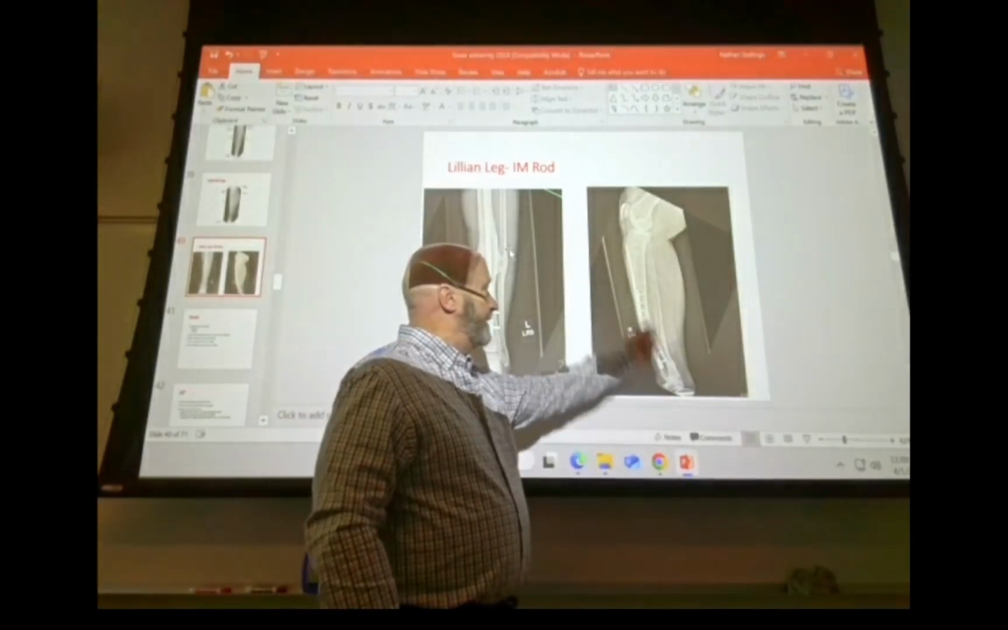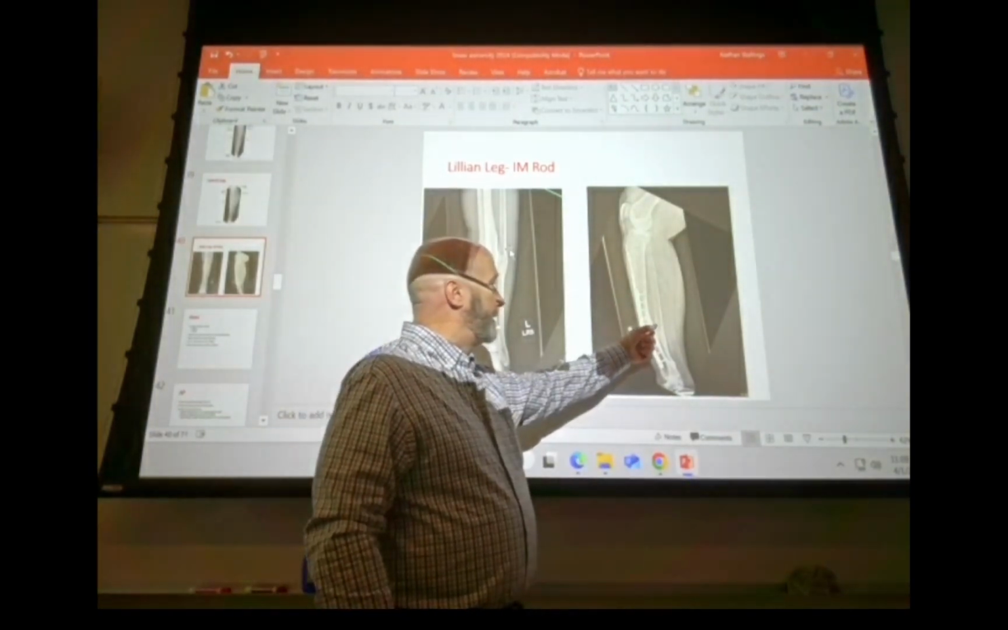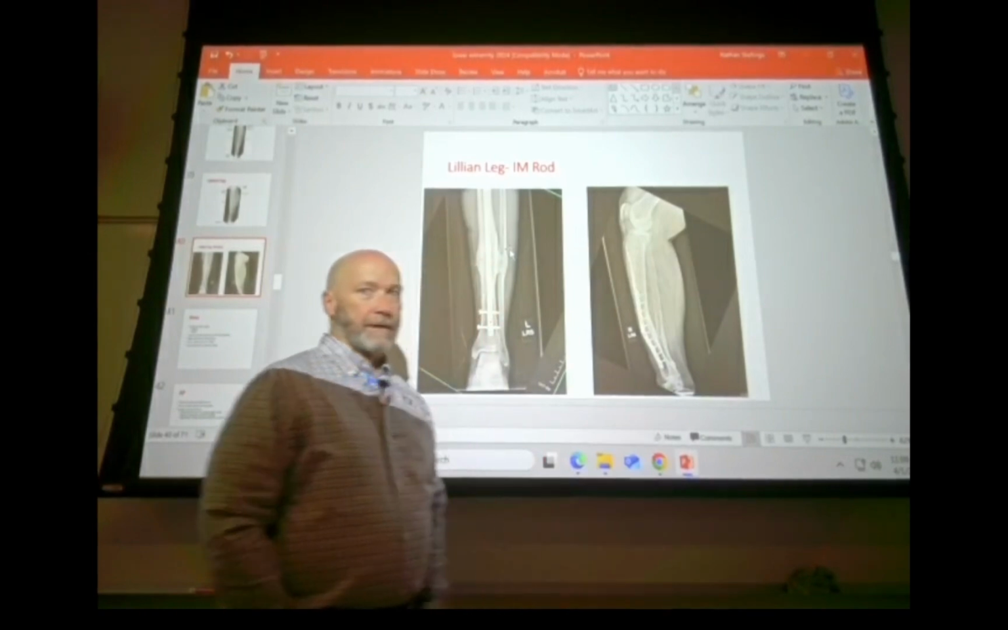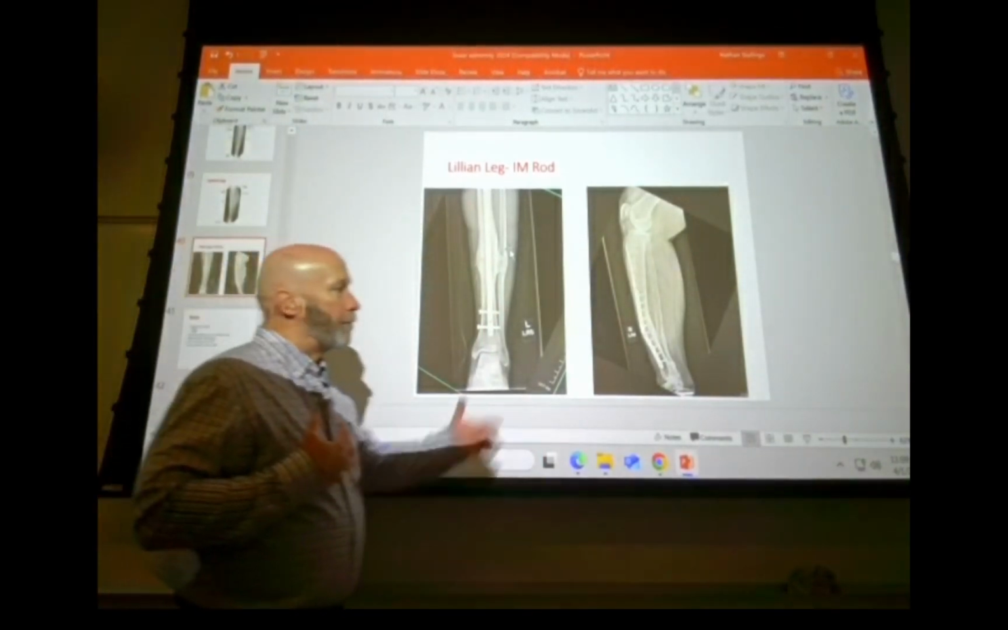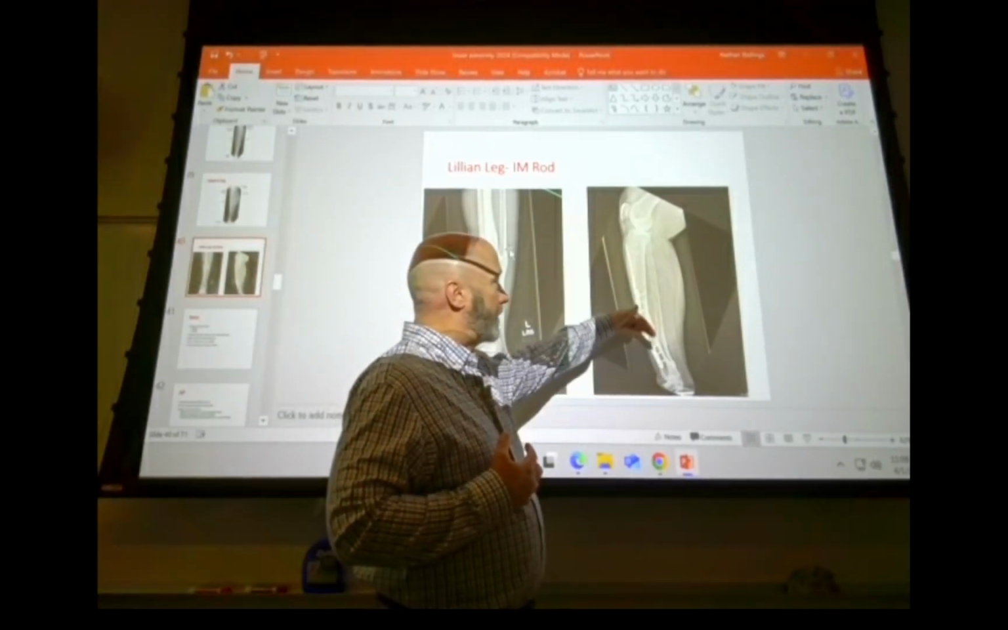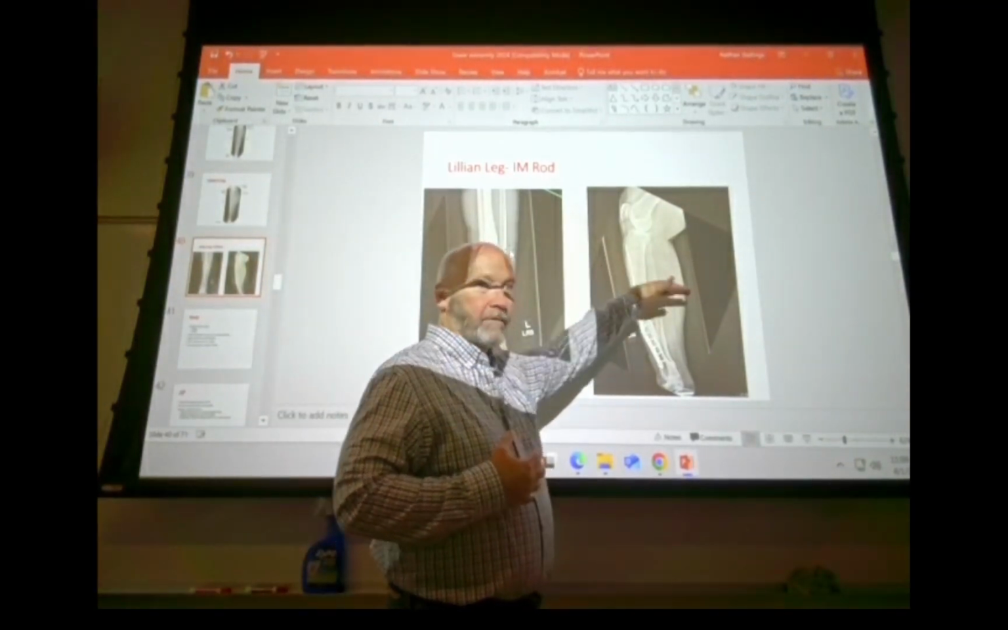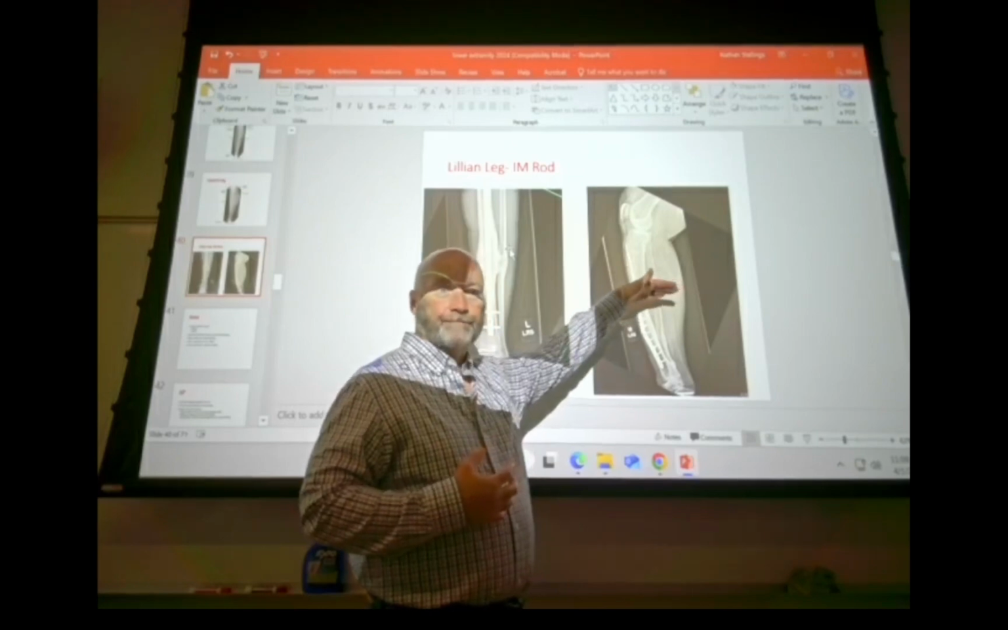And then this one, we've got a broken plate, which you just don't see all that often. Most of the time, my experience is that if somebody breaks a bone that's got a plate in it, it's going to be right at the level of the end of a plate.